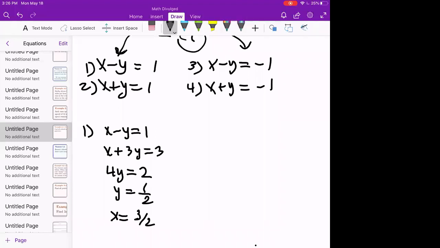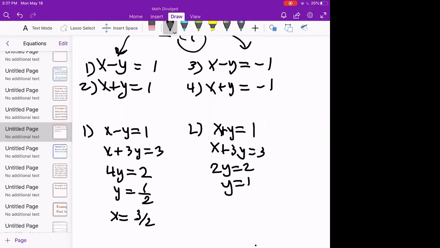So for our second equation, we have x plus y is equal to 1. We also have x plus 3y is equal to 3. So again, we subtract the first equation from the second, and we get 2y is equal to 2, so y is equal to 1. And if x plus y is equal to 1 and y is equal to 1, that just means x is equal to 0. And so this is another potential solution that we have.